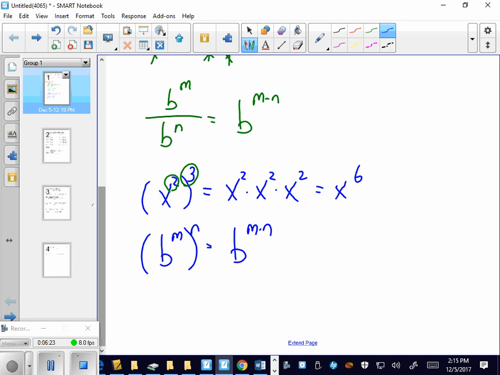All right, those are the properties we're going to need in order to do the basic properties of logs, because if you remember, logs are exponents, so they're going to follow the same properties.